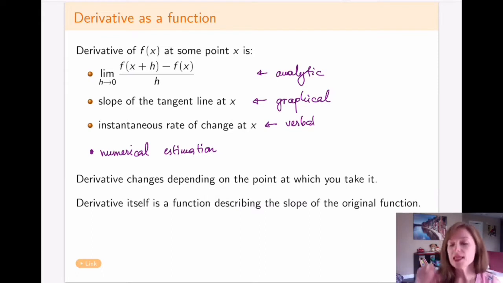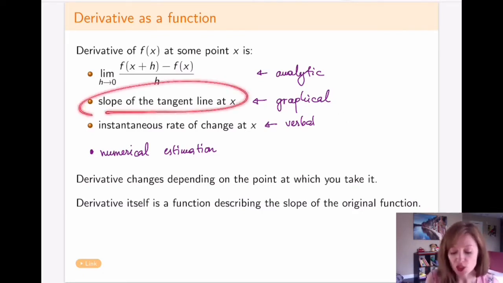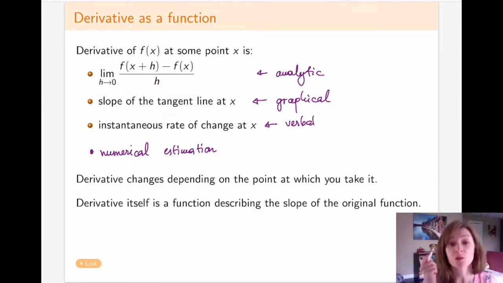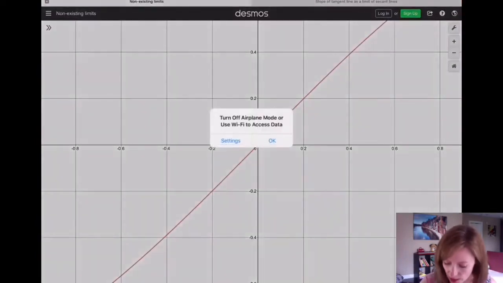Now, the key thing about the derivative is it does change depending on the point at which you're computing it. Of course it does, right? It's the slope of a tangent line at a specified point that for some reason is of interest to you. So depending on the point, the derivative will have a different value. Different point, different derivative. That means, though, that the derivative itself is a function, and it depends on the point we're computing it at. Okay, so let's take a quick look at the animation here.